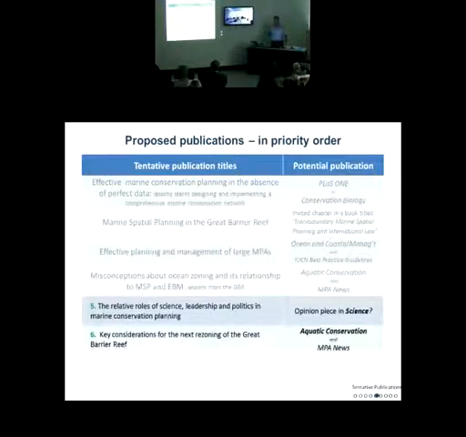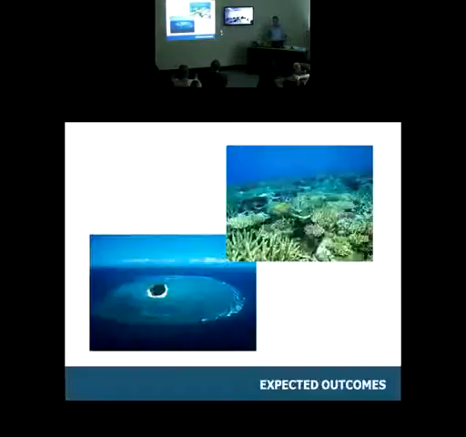The last two, relative roles of science and leadership and politics. Aim high. I'd like to try and get an opinion piece in Science if I could, but if that falls over, then obviously I'd like to get it into a journal. And the last one, key considerations for the next rezoning. Again, aim for a scientific journal, but also try and get it into MPA News.